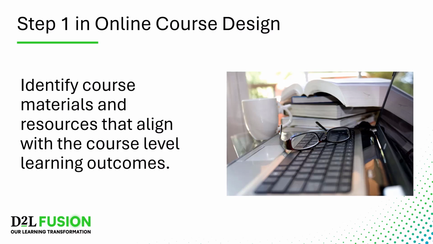Step 1 in online course design. The first step in online course design basics is to identify course materials and resources that align with the course level learning outcomes. The course level learning outcomes are usually found in the program or course catalog on your institution's website. This may include publisher integrations, which are activities, assignments, and assessments created by publishers that can be integrated or linked into your D2L course.